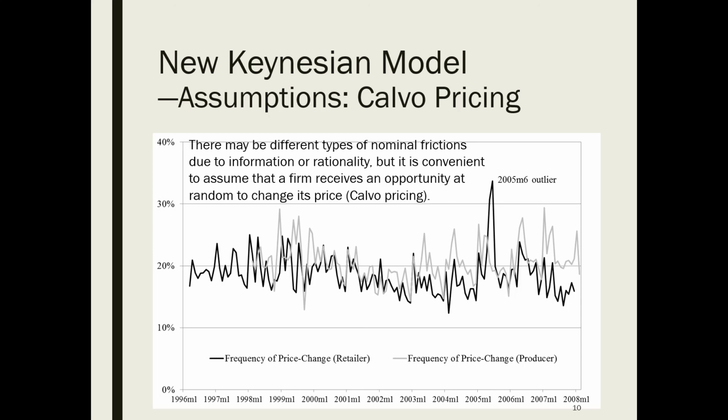But it is convenient to assume that a firm receives an opportunity at random to change its prices, just like in Calvo pricing. Because according to the data shown here, which is actually from my own PhD thesis, there seems to be a 20% chance for firms to reset their prices. But these firms may be different in each period. So the empirical evidence supports Calvo pricing. And that's why Calvo pricing is the most popular way of modeling nominal friction.